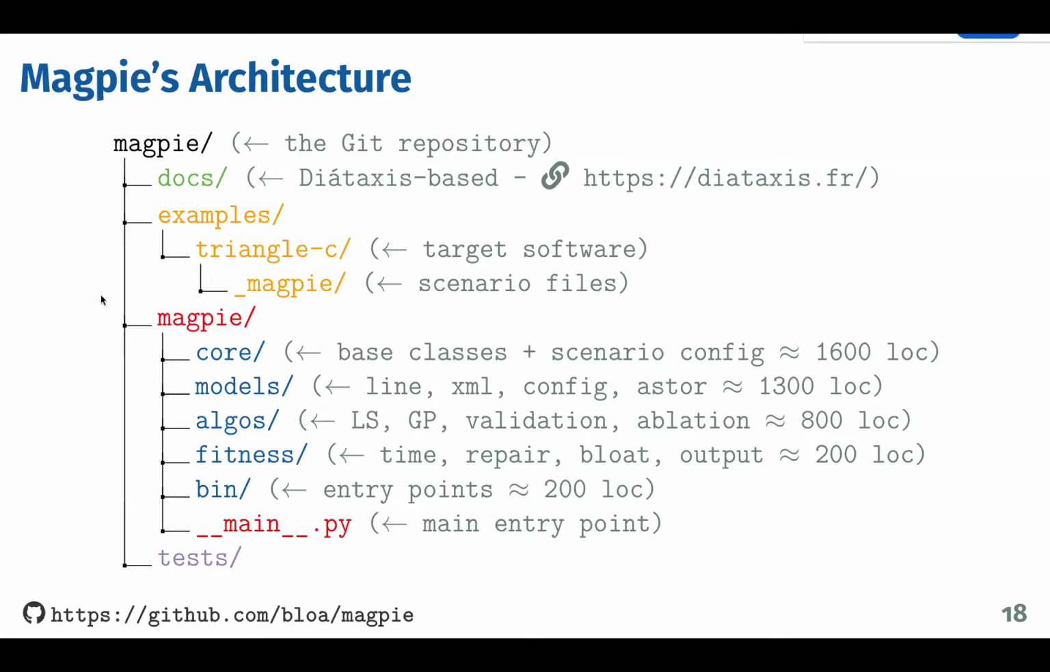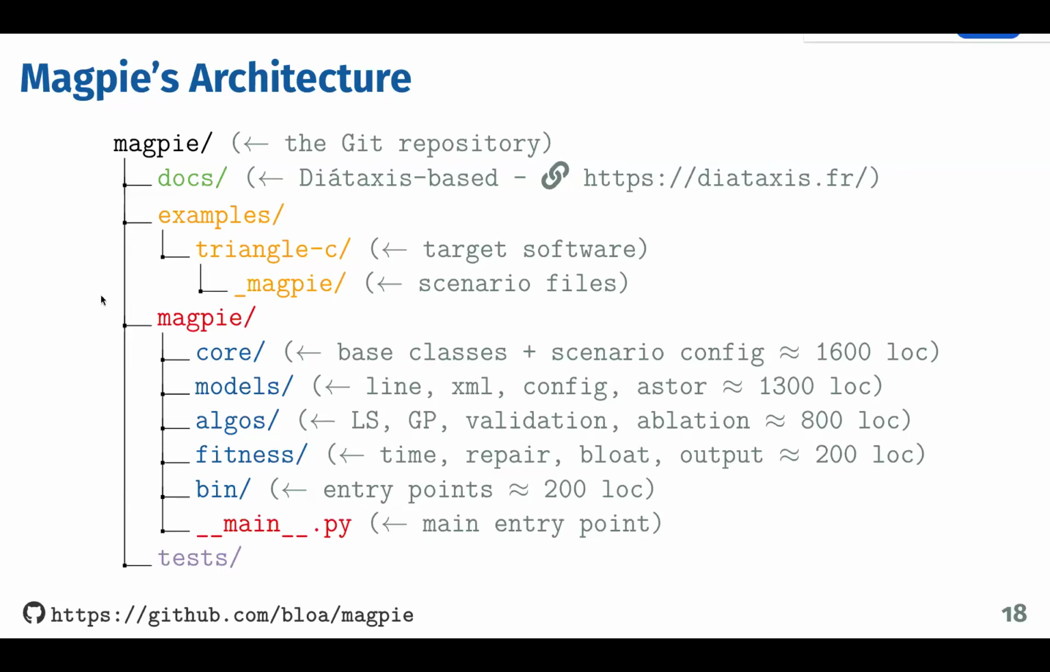You will have a folder with many different examples, one of which we'll see in the next part, which is triangle C. There are many different variants of triangle, minisat and Magpie, for which you will get the target software, and then in a subfolder underscore Magpie, you will get more files, for example scenarios that you can directly run, and we will run some later in the tutorial.